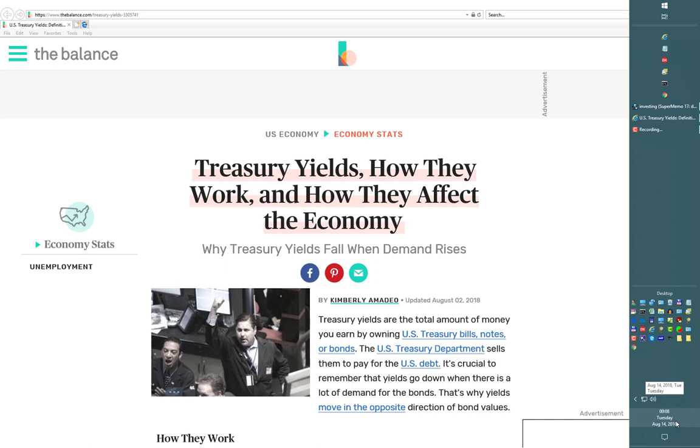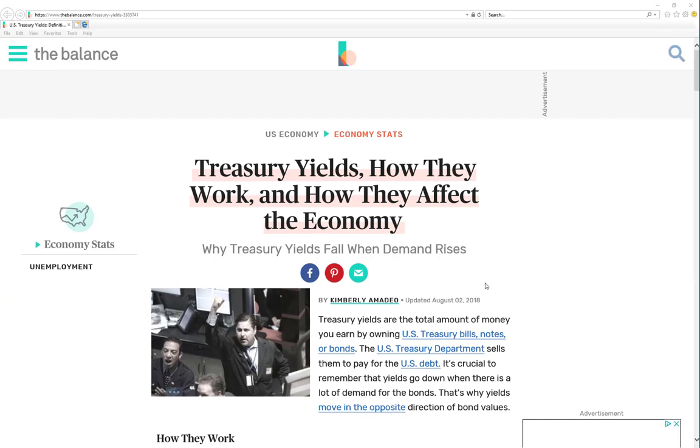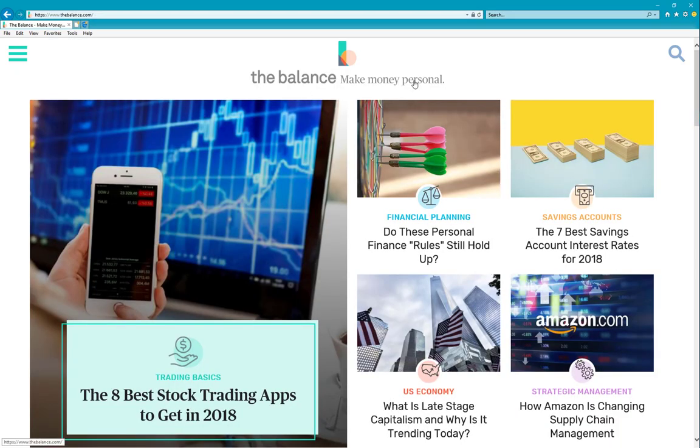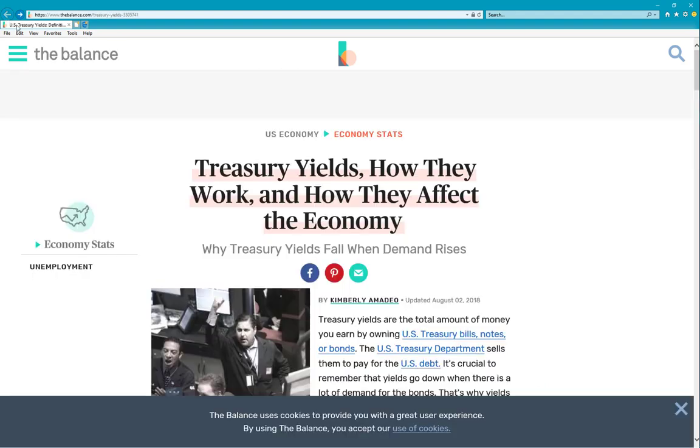Incremental reading is easy if you really understand the subject you're learning about. But what if you really don't understand? Like, I don't know nothing about treasury yields, and I want to learn about treasury yields, how they work, and how they affect the economy. And I got the recommended website, Balance. It's a very nice personal investment website. Here's my article.